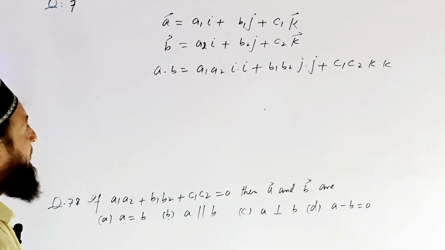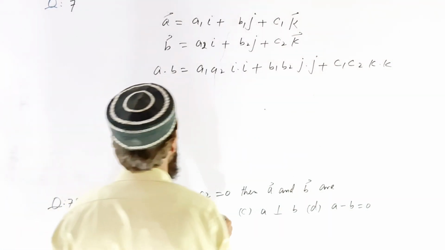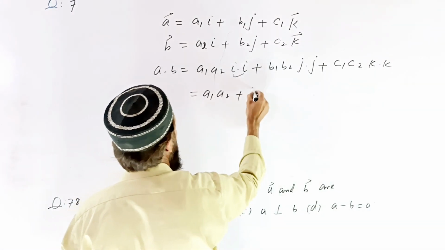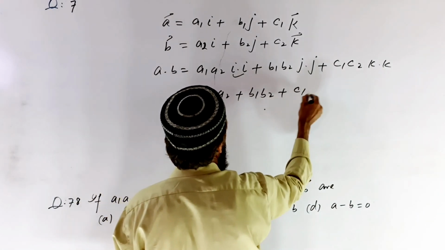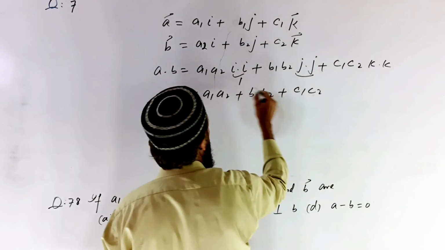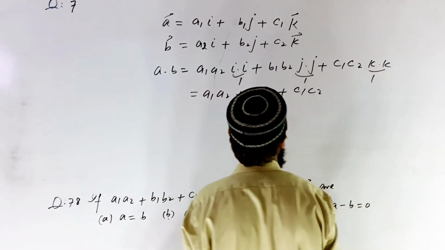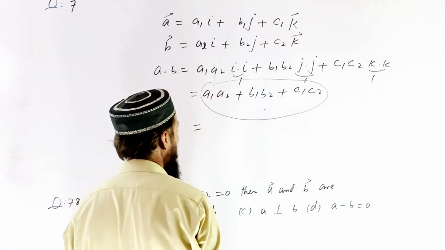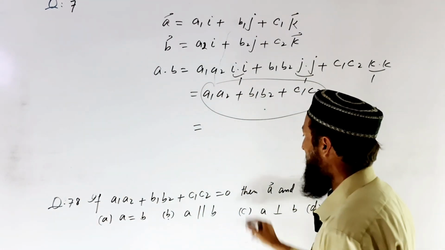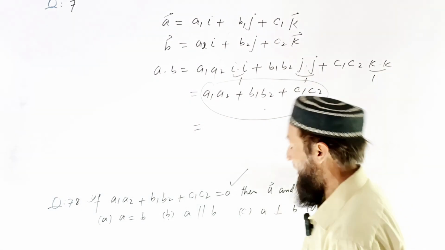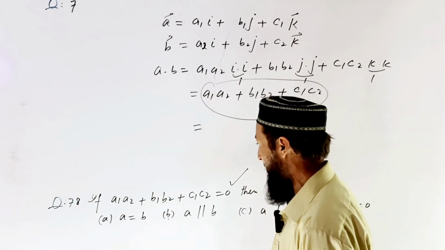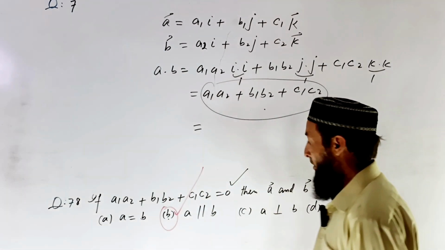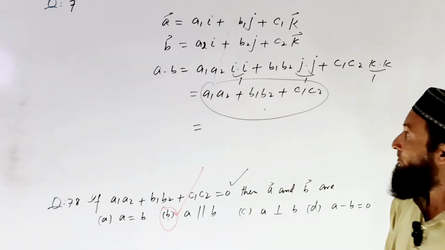So these results will be equal to parallel. If their results are I dot I, we get one, A1, A2 plus B1, B2 plus C1, C2, because I dot I is 1 and K dot K is equal to 1. So if their dot product is equal to here, the result is given 0. So it means that option B is correct, and B is the correct answer. A and B are parallel to each other.